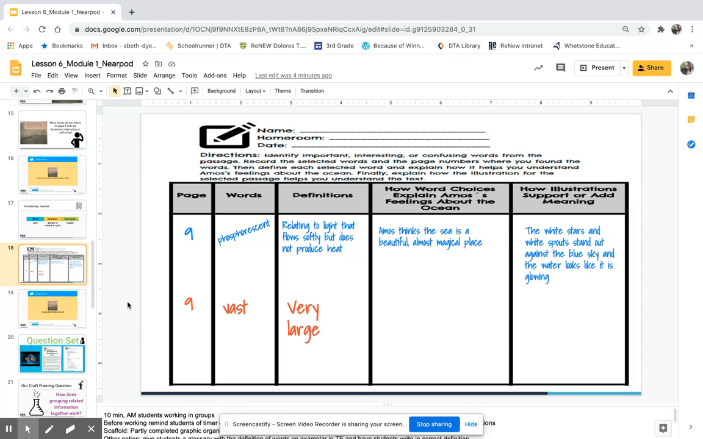Then by yourself, you were supposed to do vast. We said vast means very large. For how word choices explain Amos's feelings about the ocean, we said that Amos thinks the ocean is very big, but he also thinks it's beautiful. And then for our last column, we said that in the picture, the ocean and the sky looked really big compared to the boat. So that lets us know the word vast means very large. This is where we stopped in class.